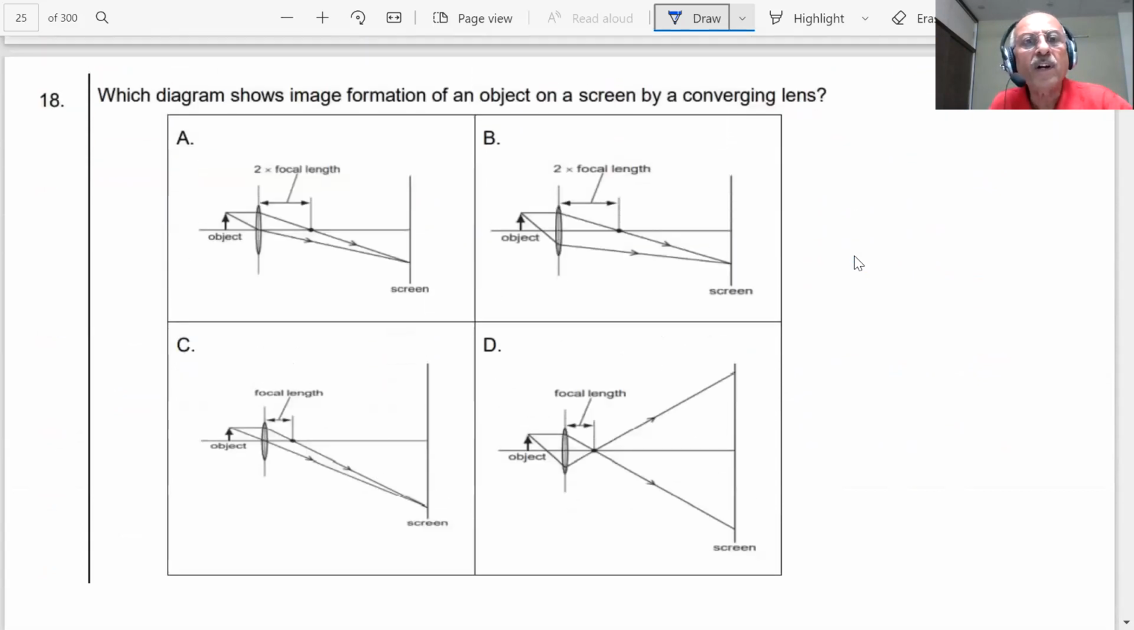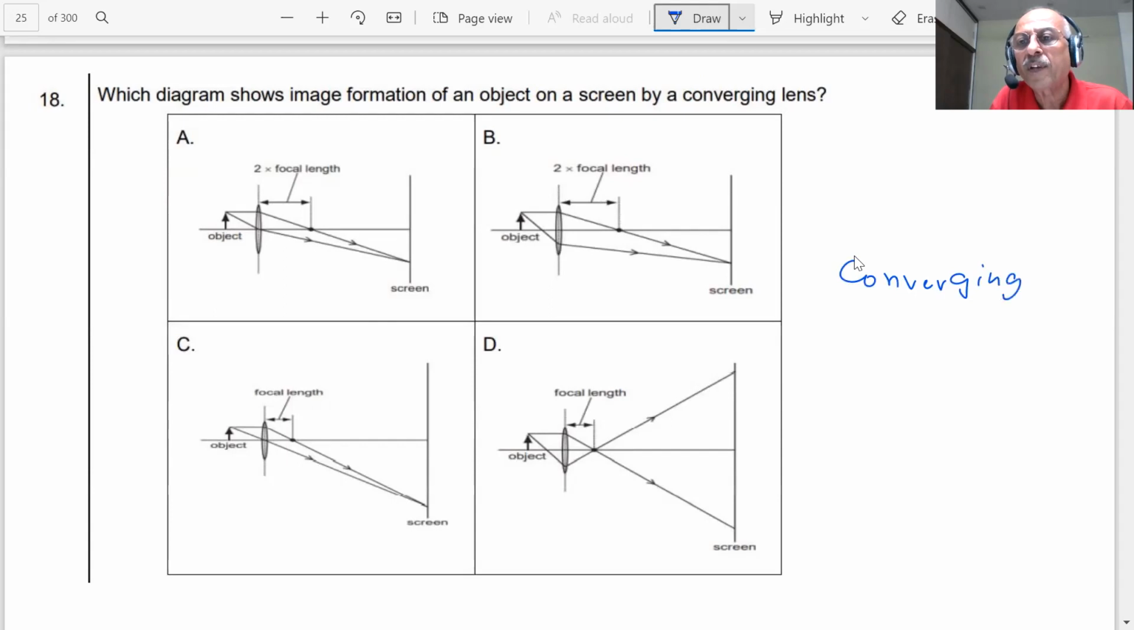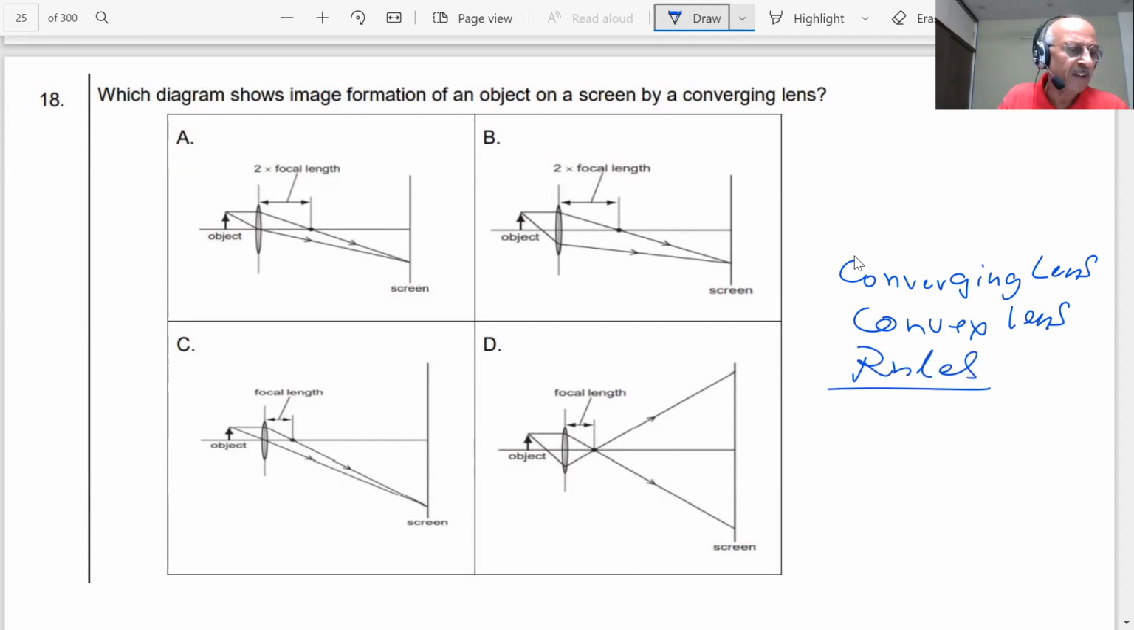Next question is coming on the screen, student. Which diagram shows image formation of an object on the screen? Now here we are talking of a converging lens, student. Converging lens, which is a convex lens. We have told you what the rules are for the formation of images of a convex lens. A convex lens is a convergent lens.